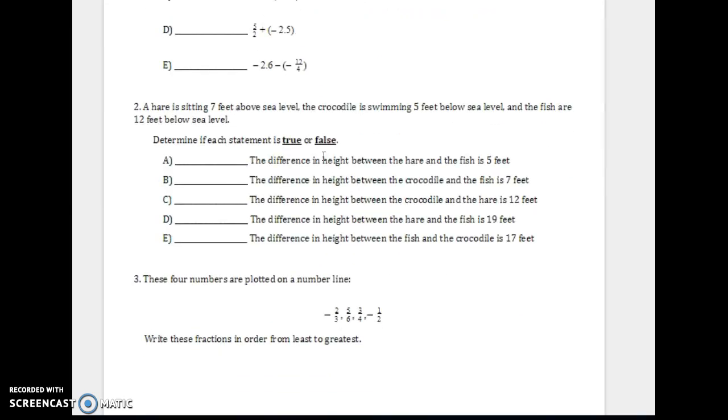Question 2. A hare is sitting 7 feet above sea level. The crocodile is swimming 5 feet below sea level, and the fish are 12 feet below sea level. Determine if each statement is true or false.